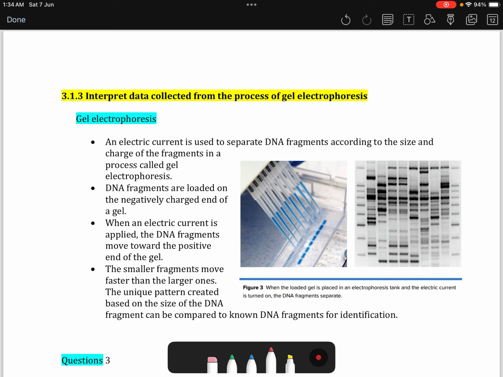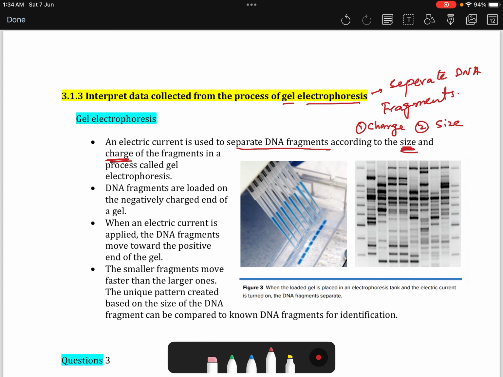Interpret the data collected from the process of gel electrophoresis, a continuation from the previous KPI. So gel electrophoresis, first of all, we need to know it's a technique which is used to separate DNA fragments. There are two conditions on which DNA fragments are separated: number 1, charge, and number 2, size. So based on size and charge, it is used to separate the DNA fragments.